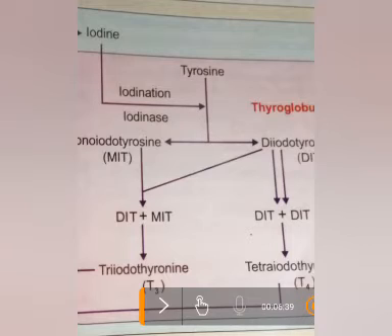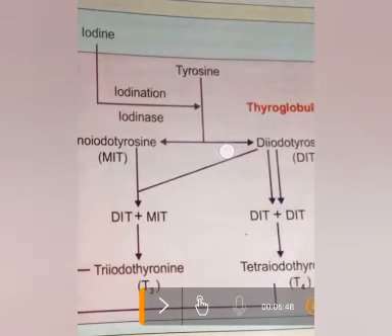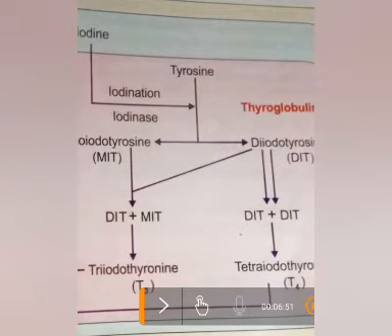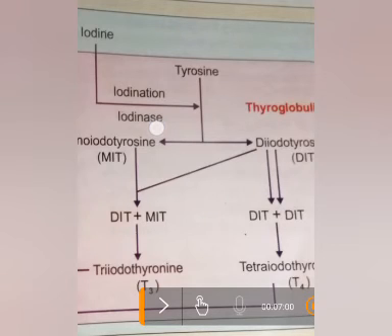We already discussed that. Now the next step is iodination of tyrosine. Here the combination of iodine with a tyrosine is known as iodination. Usually this process takes place in the thyroglobulin only. This process is accelerated by an enzyme. You can see the iodinase enzyme here. This is hastened by the iodinase enzyme.